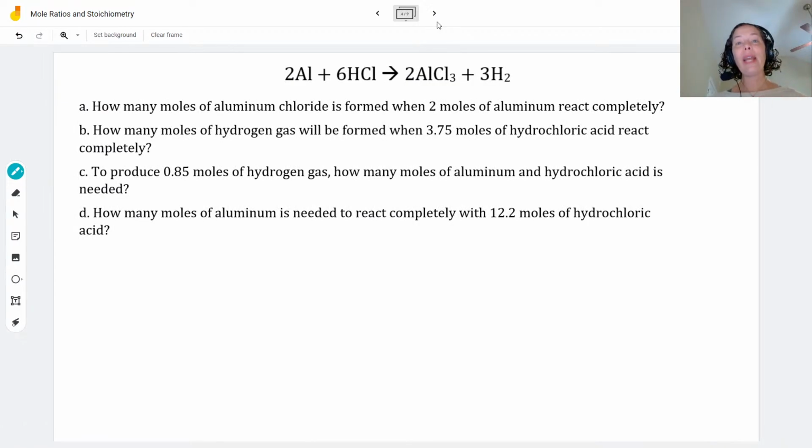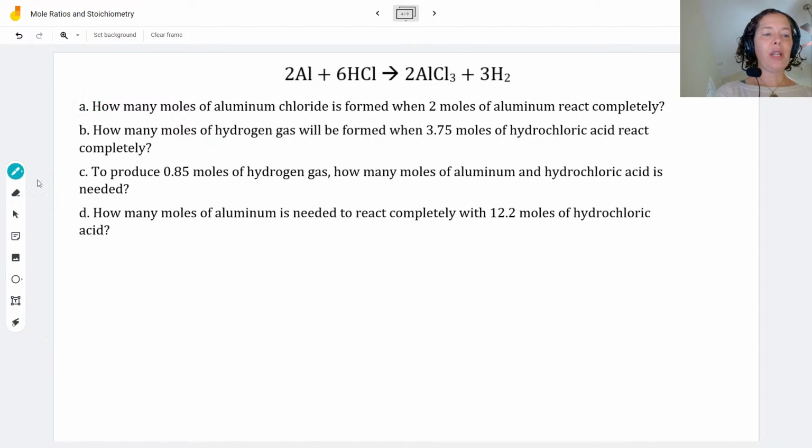Okay, so here we have a balanced chemical equation, which means we already have mole ratios ready to be put into place. So if you have trouble balancing chemical equations, 2 weeks ago I did a live stream of just balancing chemical equations. But for this live stream, we're going to start with balanced equations so we can focus on mole ratios. Okay, so let's read part A here.